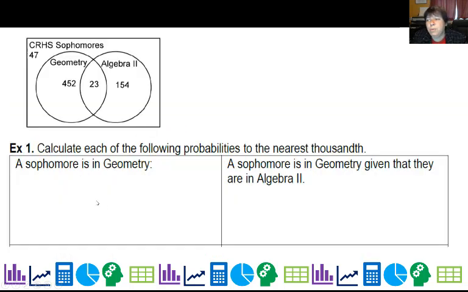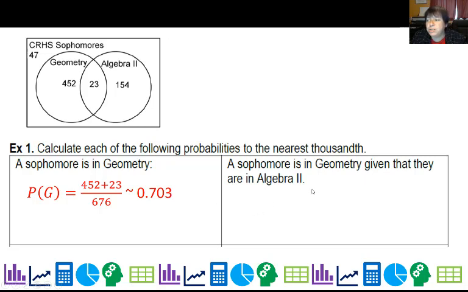In this example, we want to calculate the probability that a sophomore is in geometry. So we know that there are this many sophomores in geometry out of a total of 676. I have to include everyone, and I get 0.703.